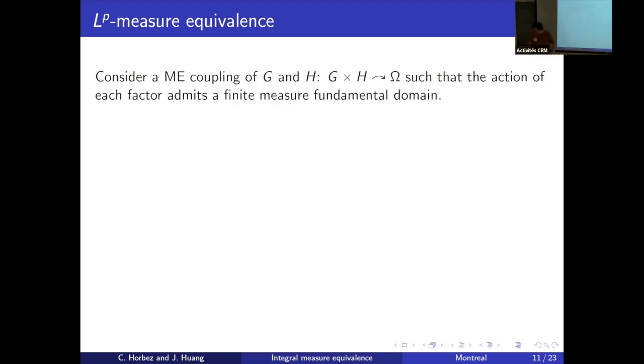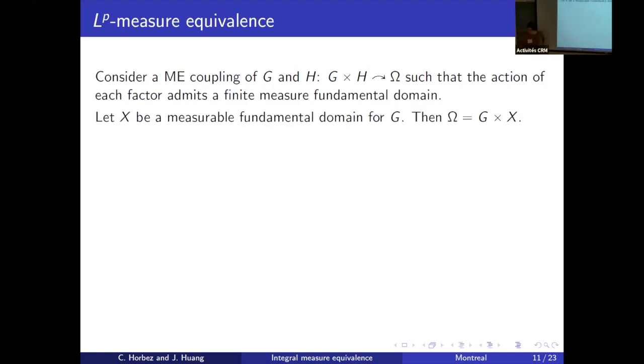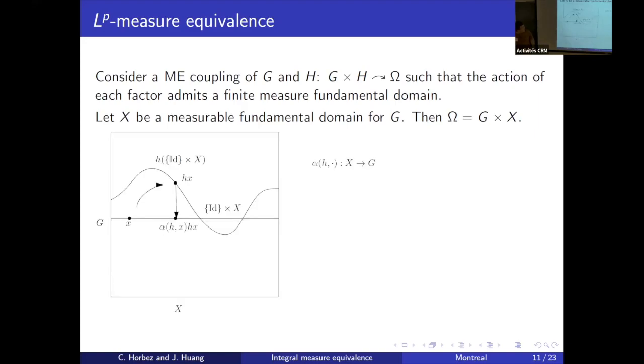Now I'm going to take X to be the fundamental domain of G. Then the metric space I can just think of as G times X. There's no difference from the point of view of the metric space. Now I'm going to draw you a picture. Let's say I have this X and this G. I'm going to think of the whole space omega as G times X. Very simple picture.